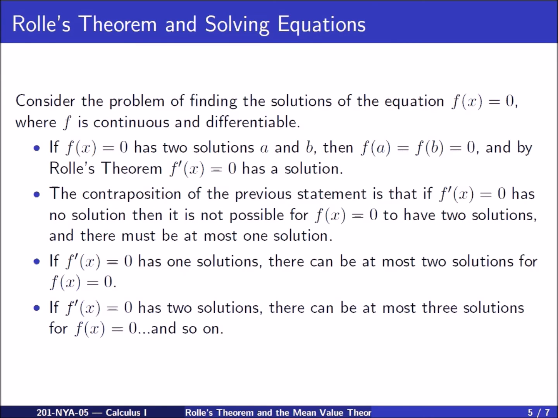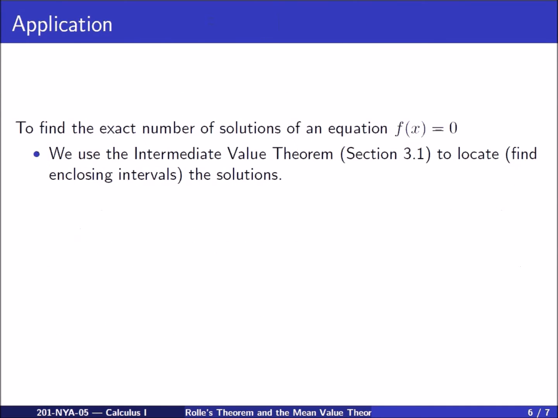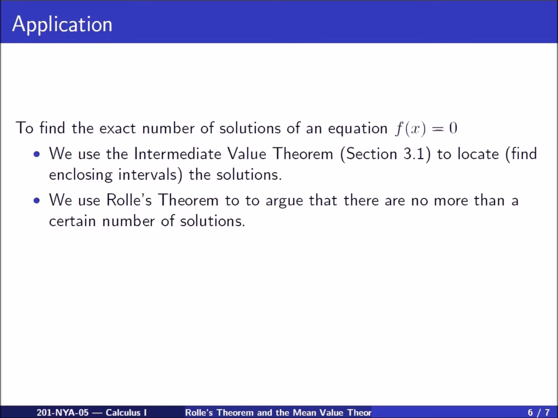So taking that to another level, if f prime of x has two solutions, then there can be at most three solutions for f of x equals 0, and so on. So the recipe to find the exact number of solutions of an equation f of x equals 0, even though that might be hard, is typically to use the intermediate value theorem to find an enclosing interval for each root of the function, and then we use Rolle's theorem to argue that there are no more than a certain number of solutions.